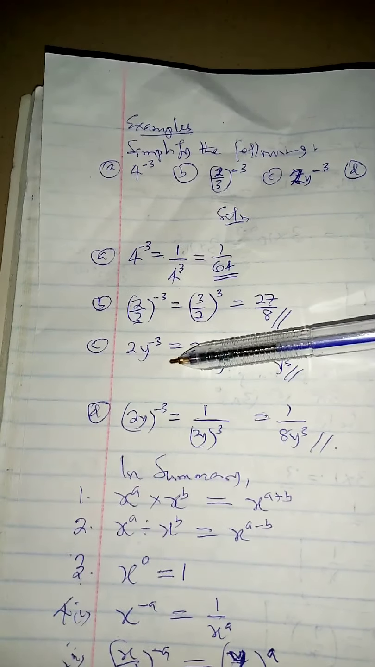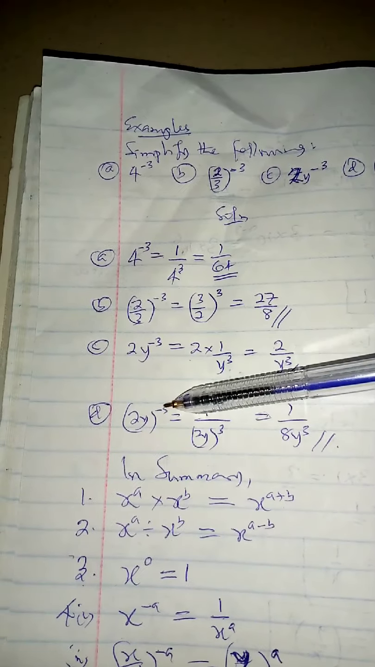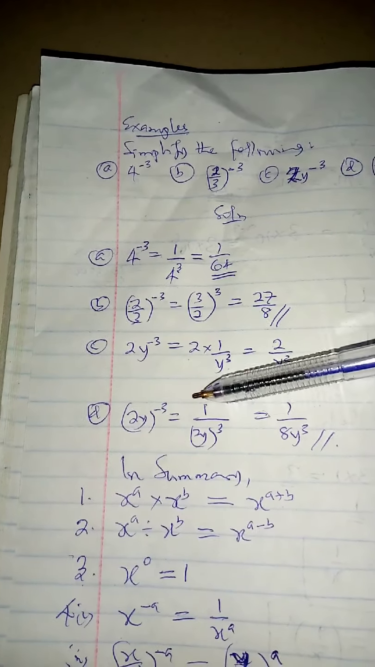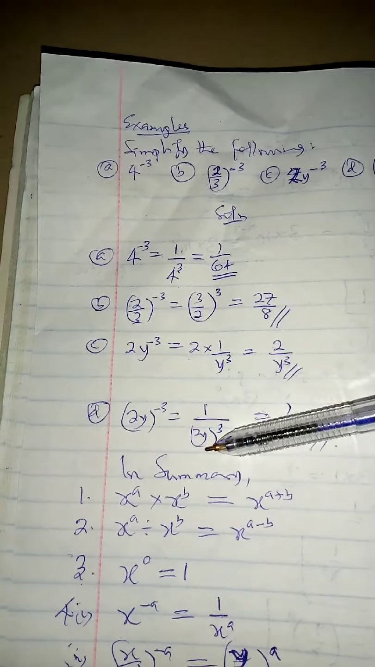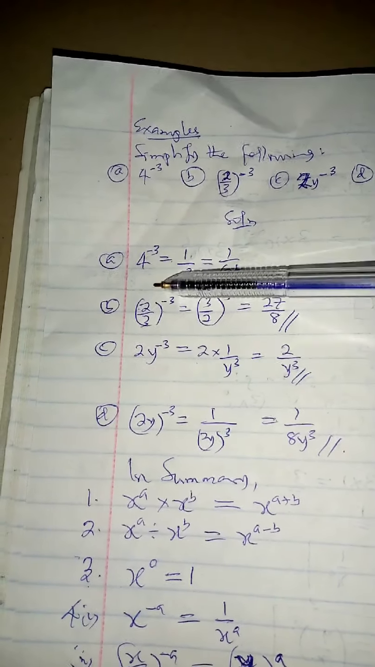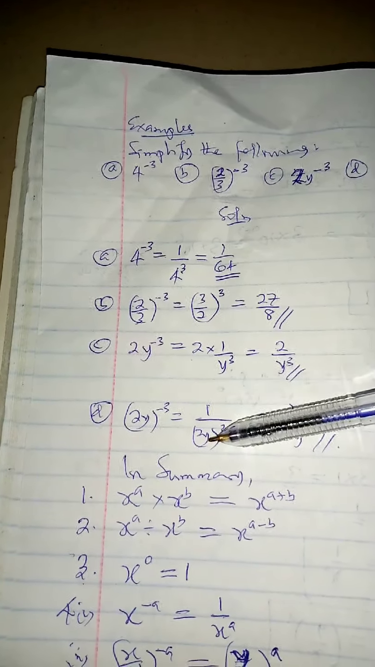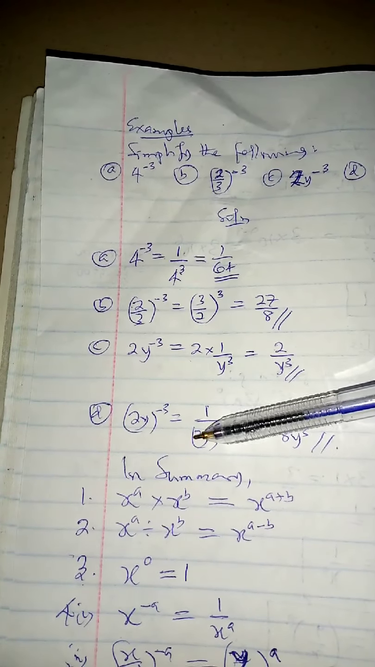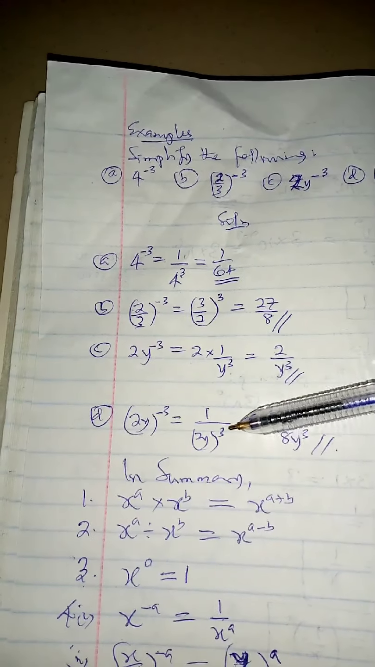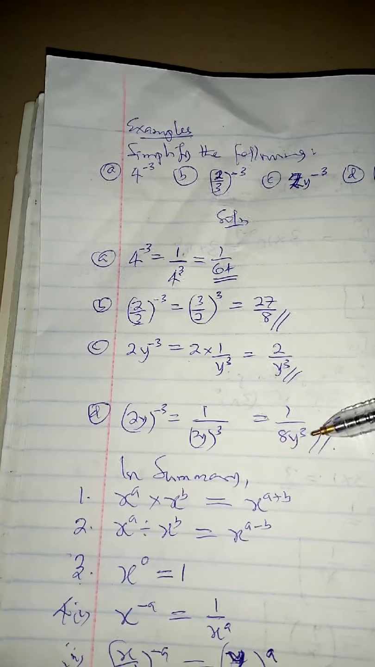The minus here affects only y. Y here, (2y) raised to power minus 3. The minus 3 will affect the two of them, and that is why it will be 1 over everything, all in bracket raised to power 3. Applying this law here, that's 1 over 4 raised to power 3. You say 1 over everything. 2 raised to power 3 is 2 times 2 times 2, which is 8. Y raised to power 3 is y cubed, and that is why this is 1 over 8y raised to power 3.